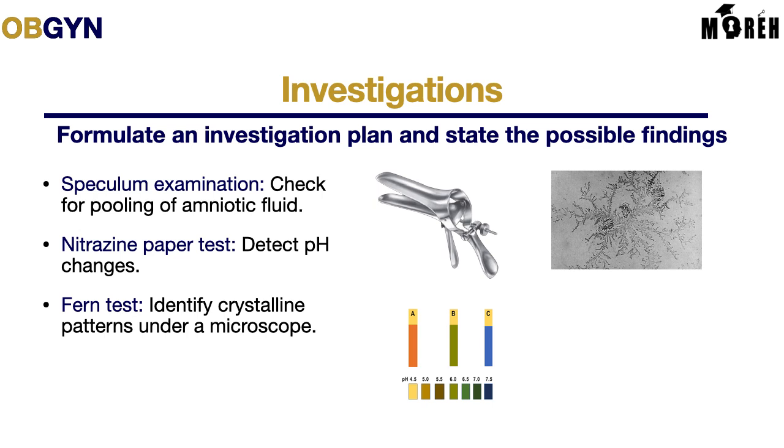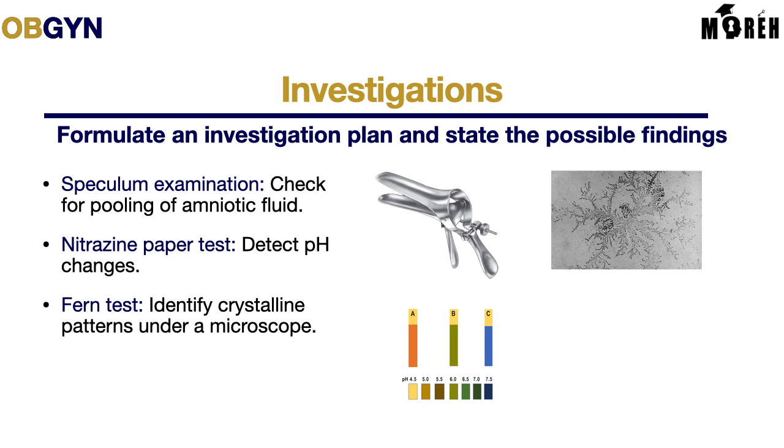Furthermore, you would like to aspirate. You get a sample of the amniotic fluid, put it on a slide, and send it for microscopy. Under a microscope, the amniotic fluid crystallizes. There's a crystalline pattern known as a fern pattern; it looks like snowflakes, as you can see in the picture in the top right corner. That is known as the ferning test, and if it is positive, you've confirmed that this is actually PROM.